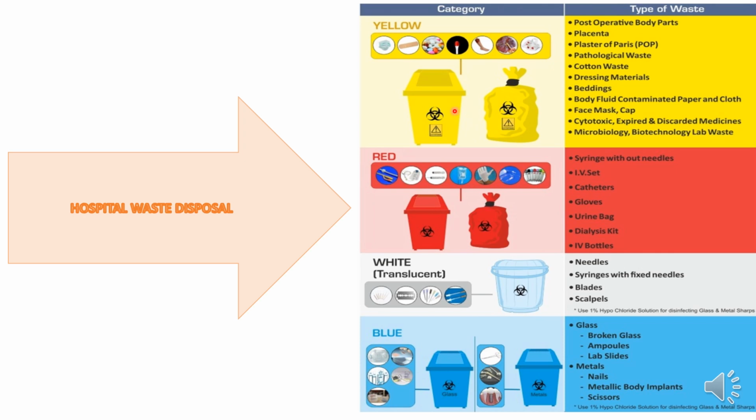So in the yellow color bucket, we can dispose of various anatomical parts such as placenta, pathological waste, cotton waste, dressing material, beddings, body fluids, cytotoxic expired and discarded medicines, microbiology, biotechnological laboratory waste, face mask, cap.